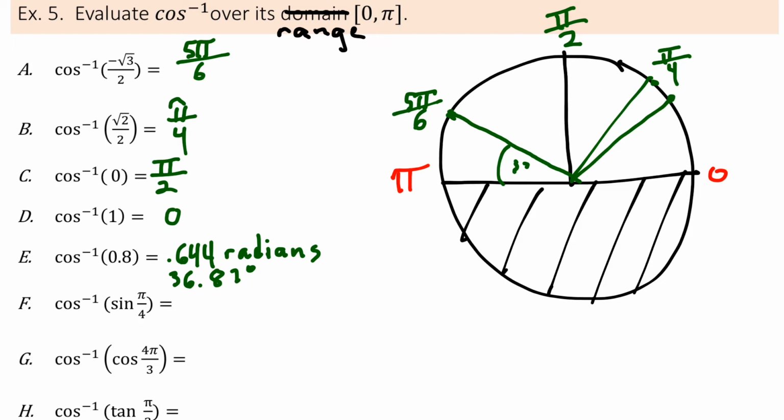All right, so F says, what is the inverse cosine of the sine of pi over 4? So we need a number. Let's find a number for the sine of pi over 4 so we can understand what's going on here. So the sine of pi over 4 is root 2 over 2. So you could put that in just like it's written here, but the reason I'm drawing this out as a number is so we can draw the parallel between what we're doing here and what we're doing here. All right, so I've already done this problem before. The inverse cosine of root 2 over 2 is the angle pi over 4.